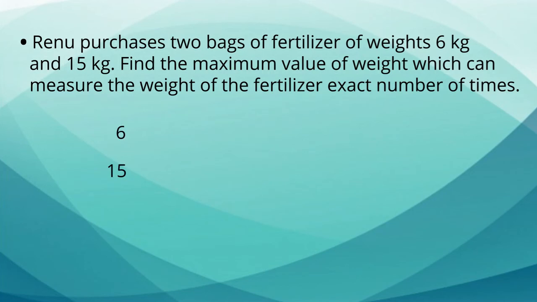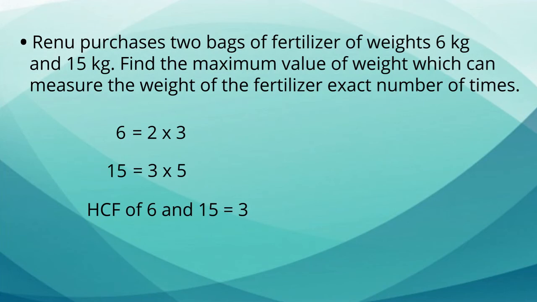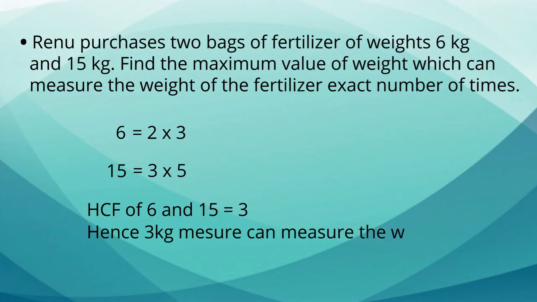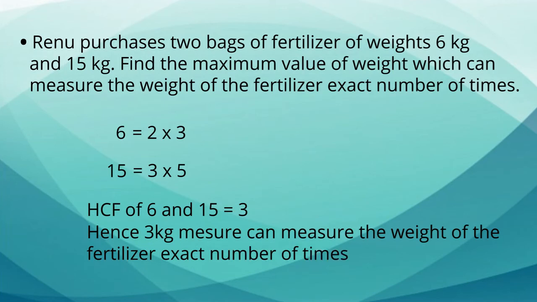Now, let us find the HCF of 6 and 15 through prime factorization. We can see that the prime factorization of 6 is 2 into 3 and the prime factorization of 15 is 3 into 5. Now, the HCF of 6 and 15 is 3. Hence, the 3 kg measure can measure the weight of the fertilizer an exact number of times.